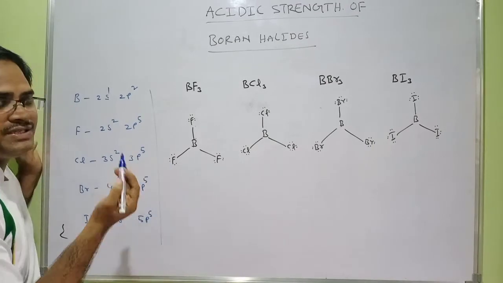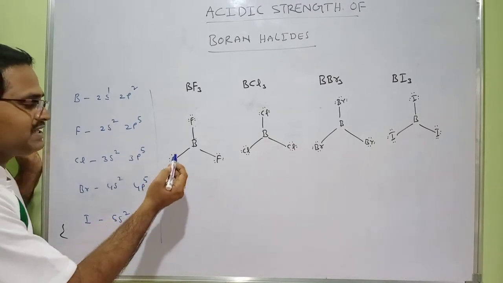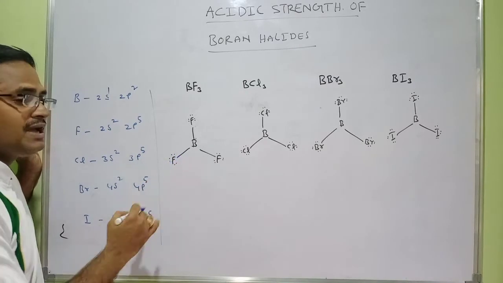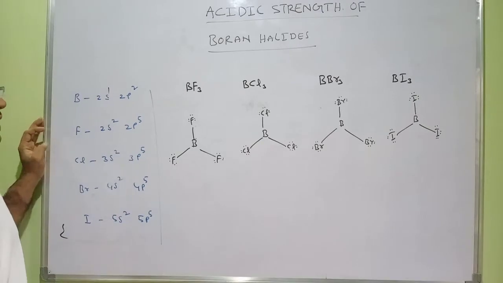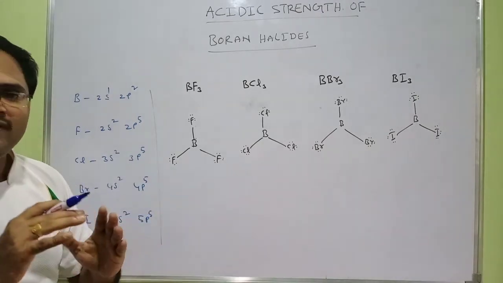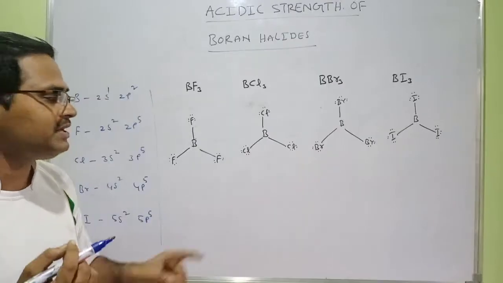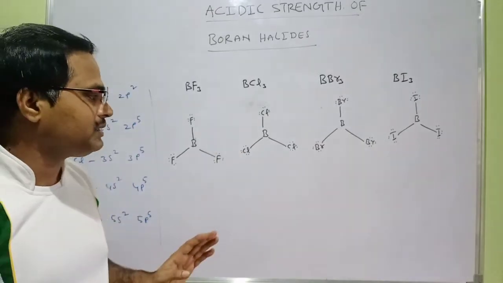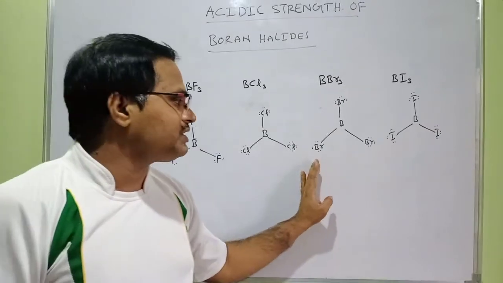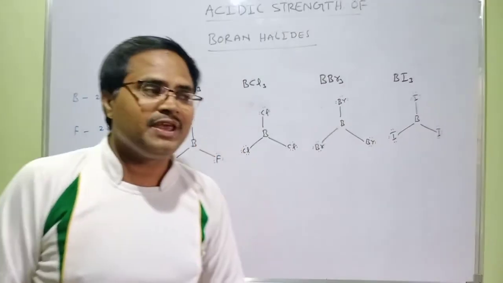Fluorine has 7 valence electrons. 1 electron participates in making this bond, and the remaining 6 electrons will be like 3 lone pairs. Everywhere the same thing. Fluorine also has 7 electrons, 1 electron participates in making a sigma bond, and the remaining 6 electrons are like 3 lone pairs. Bromine also follows the same thing. Iodine also follows the same thing.